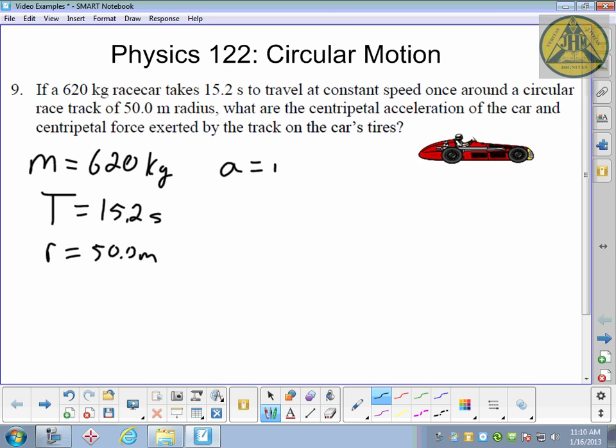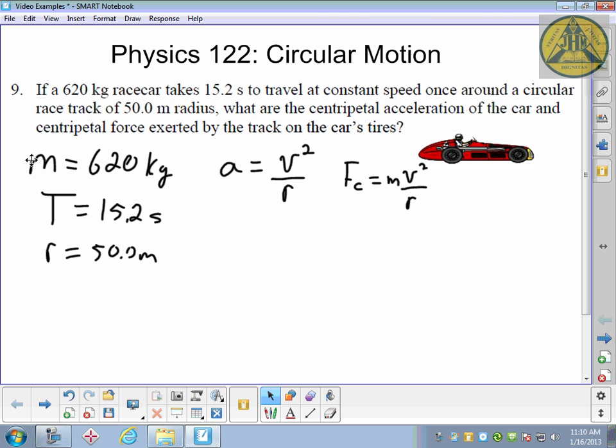Acceleration is v squared over r. Centripetal force is mass times acceleration. See, it doesn't matter what you're working with, Newton's second law holds. Force is mass times acceleration. Right, so we don't have v, but we can get that. So we'll do that first rather than doing a bunch of substitutions with equations.